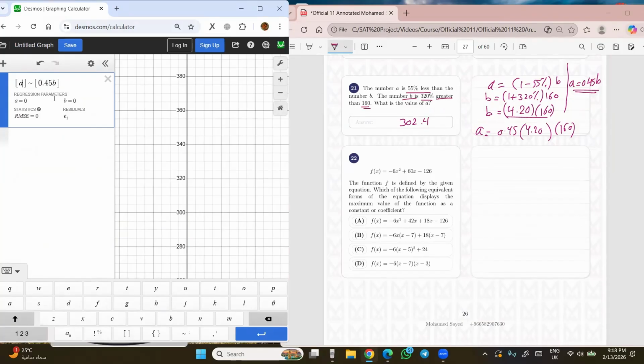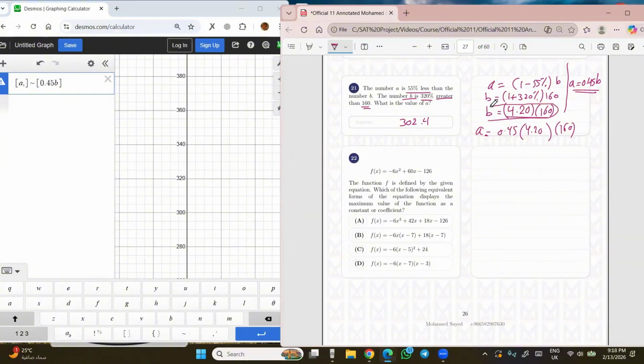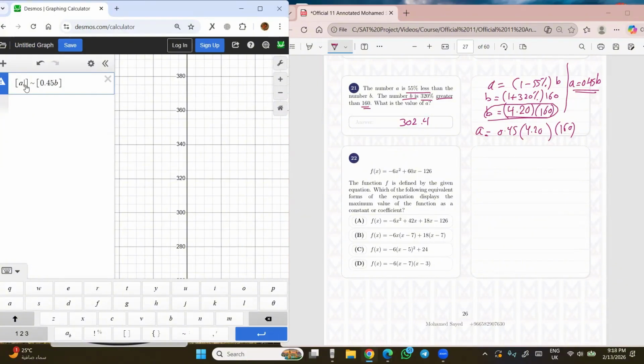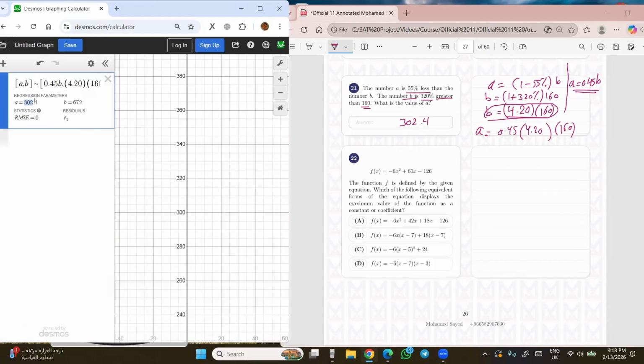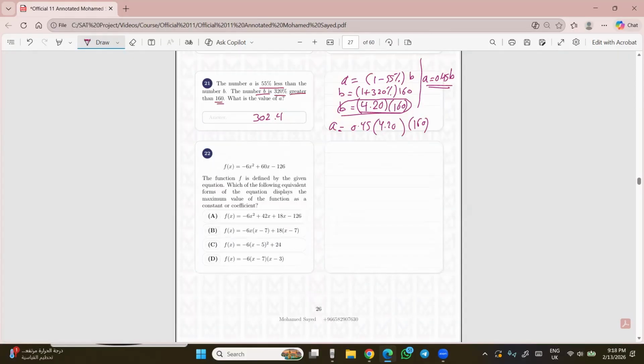And go to the first one again and write comma. And B, use this equation here. B, write B here. And in the second part, we write 4.20 times 160. You can make parentheses like this. 4.20 times 160, and now we get B and A and everything. But the question says find the value of A, so A here, as you see, 302.4, and that's also the method to be used.